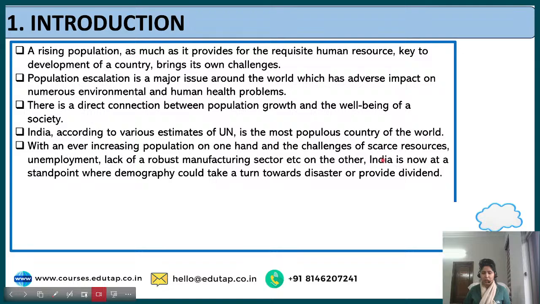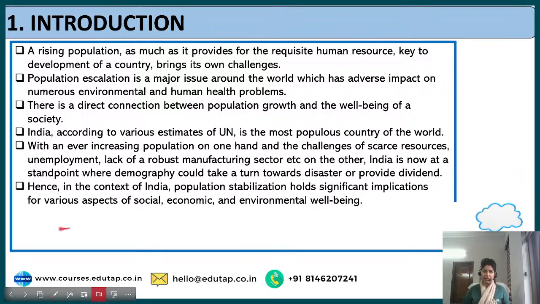So whatever challenges you remember that India is facing which are somewhat related to overpopulation, whether it's scarce resources, pressure on infrastructure, unemployment, and things like that, kindly use those challenges and enhance your answer to fetch more marks. So India is now at a standpoint where demography could take a turn towards disaster or provide dividends. Then the next line is, hence in the context of India, population stabilization holds significant implications. This is exactly the statement that we started with. Population stabilization, its significance, was asked in the question.